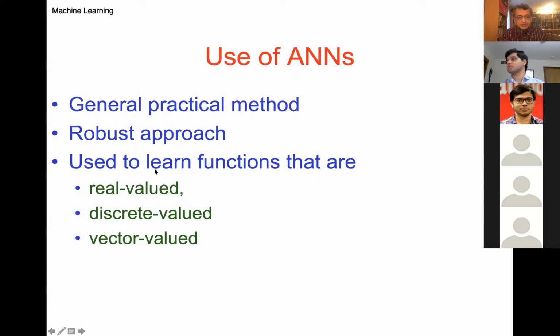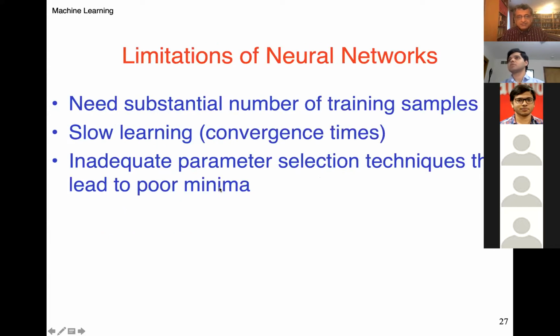So neural networks are used to learn functions that are real-valued, discrete-valued, vector-valued. We know all this. Limitations of neural networks: they need a substantial number of training samples. So I guess that's true. Slow learning convergence times, inadequate parameter selections that can lead to poor minima. We no longer worry about this poor minima. We say we can always get a good gradient descent solution.